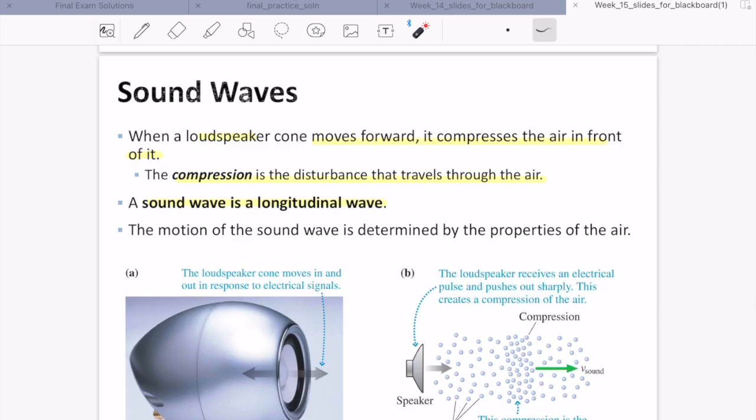So if you have these sound waves, what they do is compress the air in front of it. If you have a speaker blasting music, it'll compress the air in front of it, and that specific compression, that transfer of energy, is the disturbance that we see that travels through the air, right? And so that's why I was saying a sound wave is a longitudinal wave, because whatever kind of disturbance it's causing through the medium, the wave is moving in that same direction as well, right?